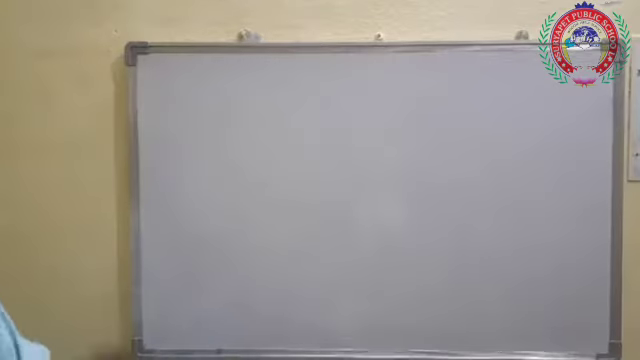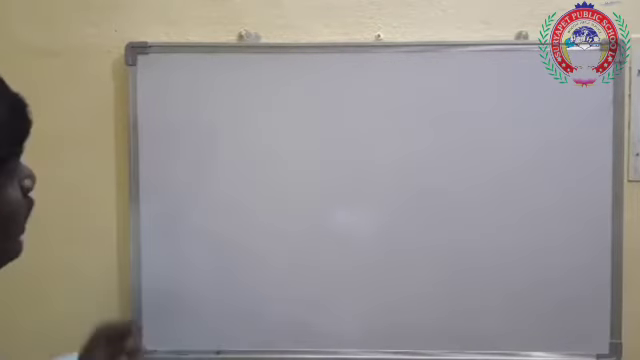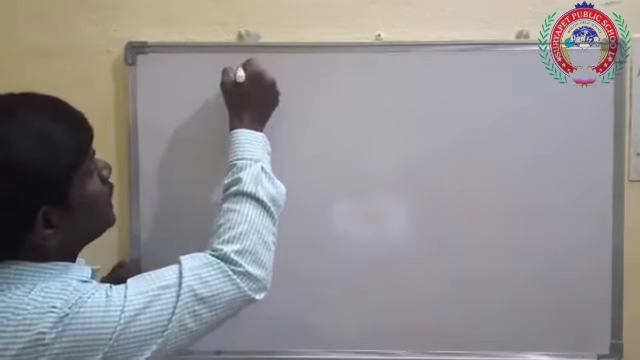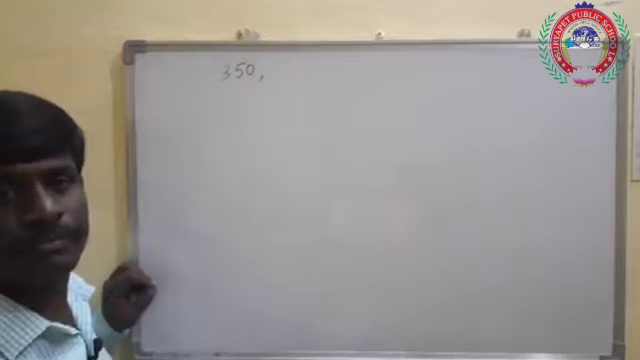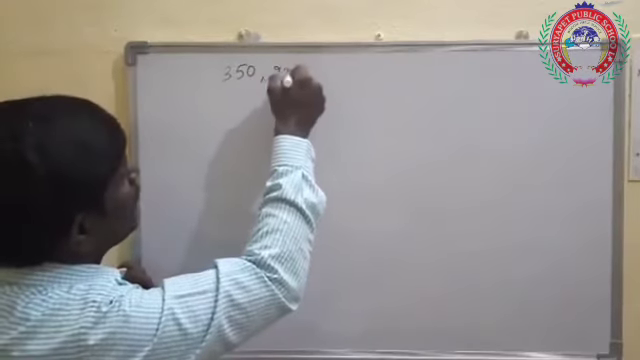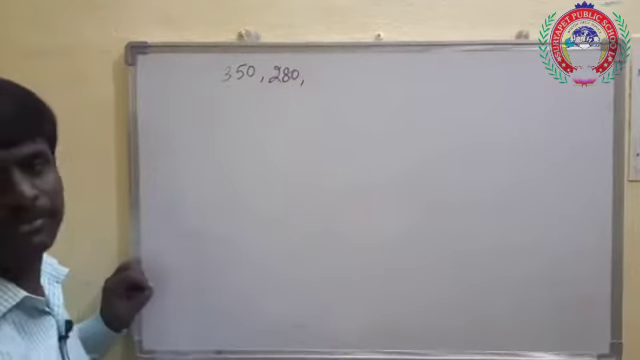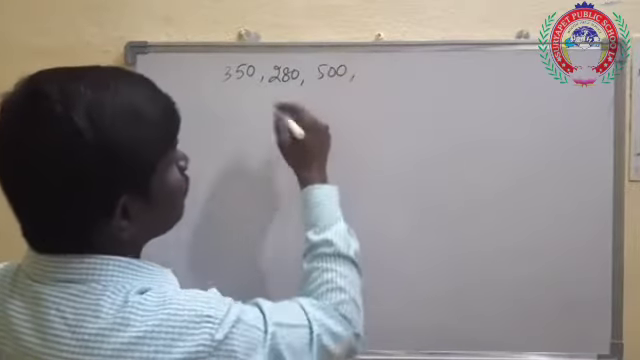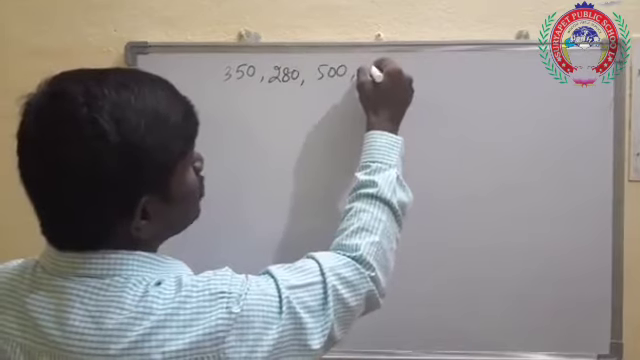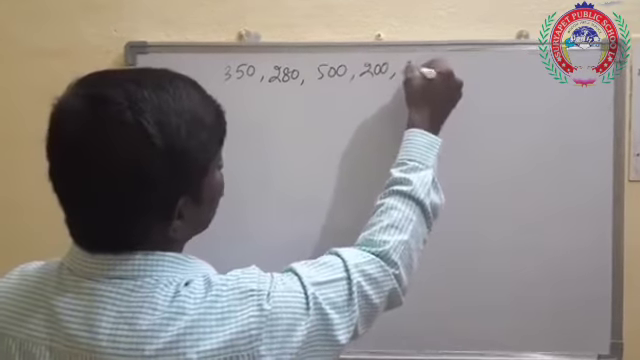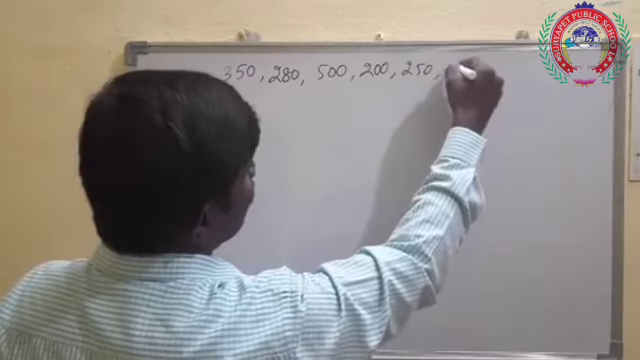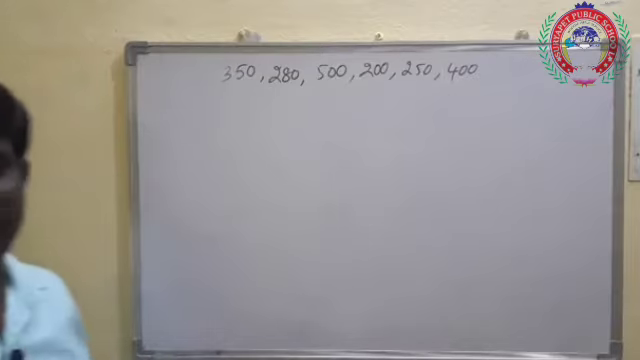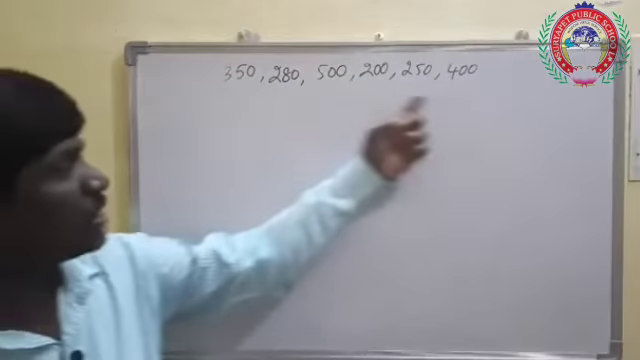Suppose a labor earns 350 rupees on Monday, 280 rupees on Tuesday, 500 rupees on Wednesday, 200 rupees on Thursday, 250 on Friday, and 400 on Saturday, where Sunday is holiday for him. So this is ungrouped data.